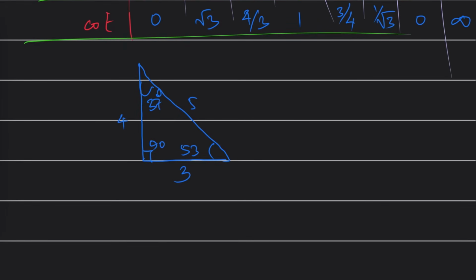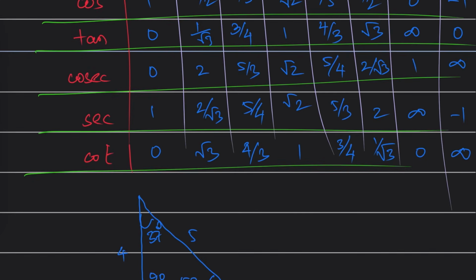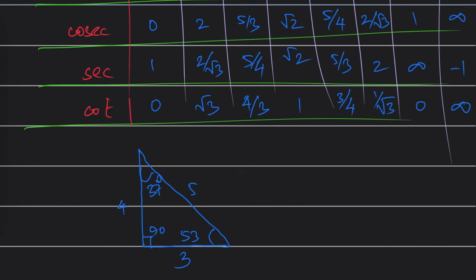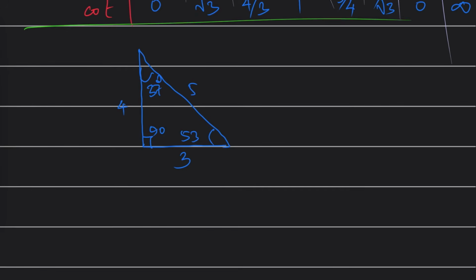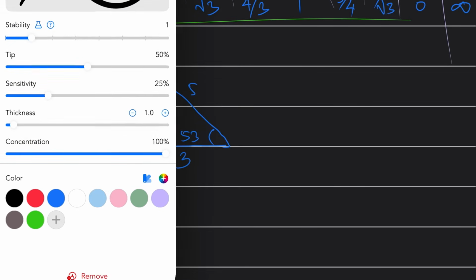Along with that, how to get the values for 180 degrees? Let's have a discussion over it. Let me change the color of the page, then I'll start the discussion.